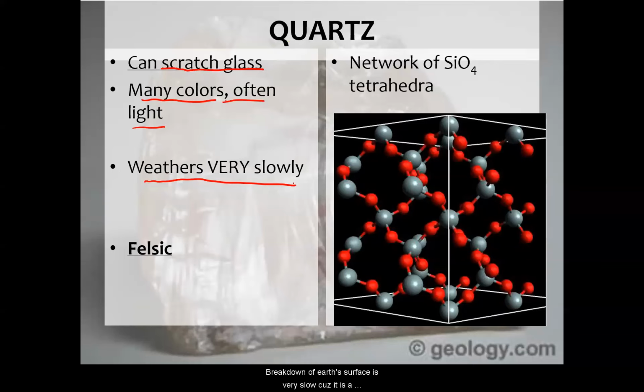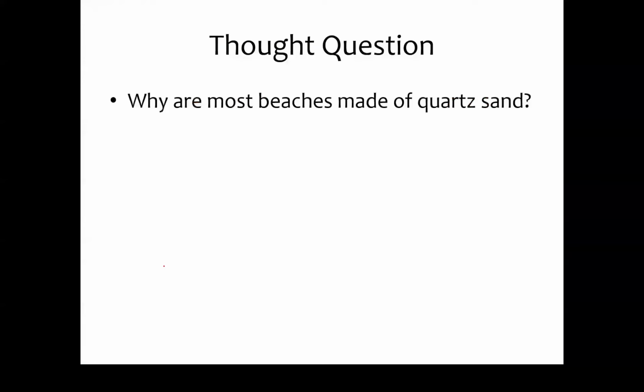So its breakdown at Earth's surface is very slow because it is a network of silicate tetrahedra here with no other atoms mixed in there. So all it has is strong bonds. And it's felsic. It's got no magnesium or iron. So let's see if you can synthesize some of this information and think about why most beaches would be made of quartz sand. What properties of quartz make it so that beaches are made largely of particles of quartz?